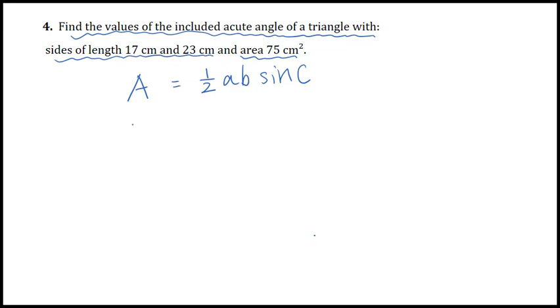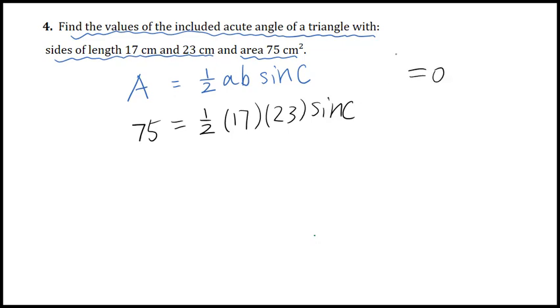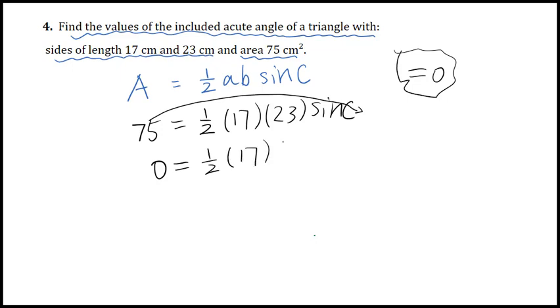Let me show you how to use an equation solver to do this. So we have 75 equals 1/2 times 17 times 23, then sin C. When you use the equation solver to solve this equation, make sure you get it equal to 0. Therefore, we will move 75 to the right side. You will get the 0 on the left side: 1/2 times 17 times 23 sin C minus 75.